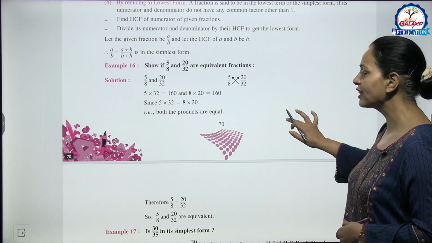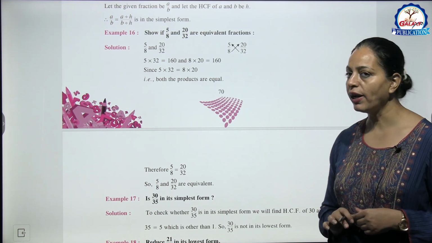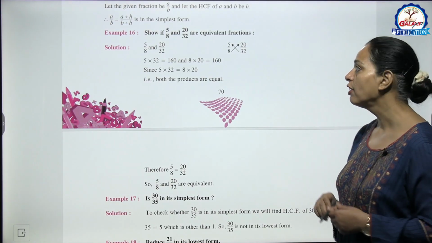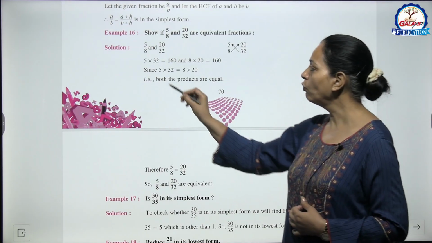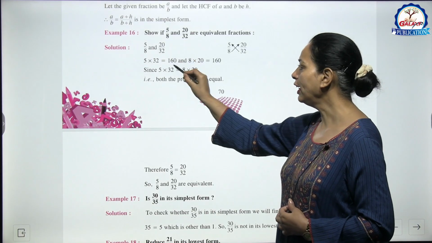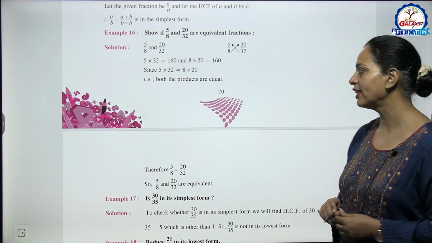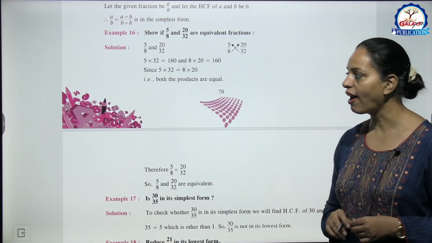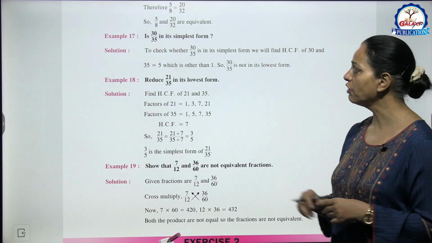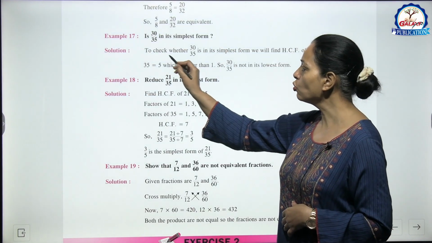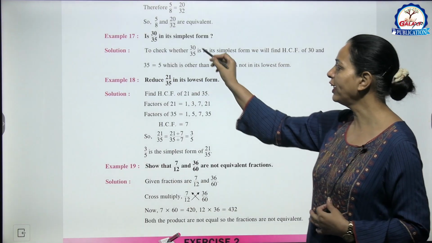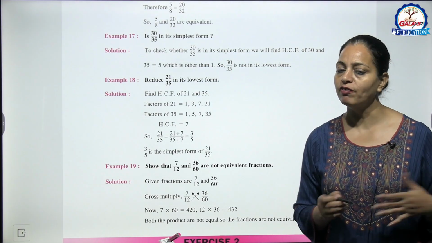Now example 16. Show if 5 by 8 and 20 upon 32 are equivalent fractions. Cross multiply कर दें. What will you get? 5 into 32, 8 into 20. Both are equal, 160, 160. That's why both the fractions are equivalent. Example 17, is 30 upon 35 in its simplest form? So to check whether this is in simplest form or not, what to do? We will find HCF of 30 and 35, which is 5.